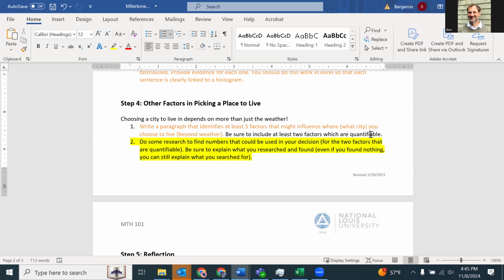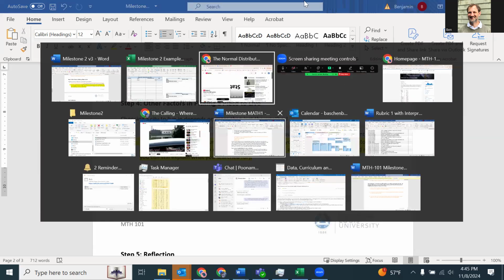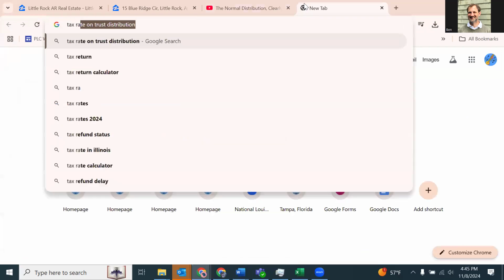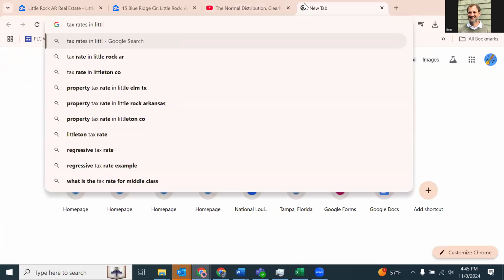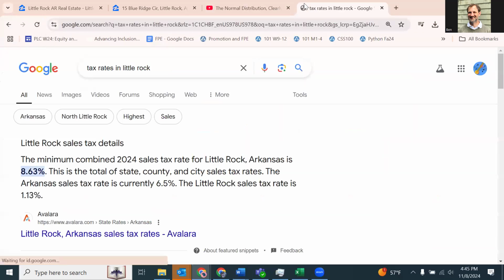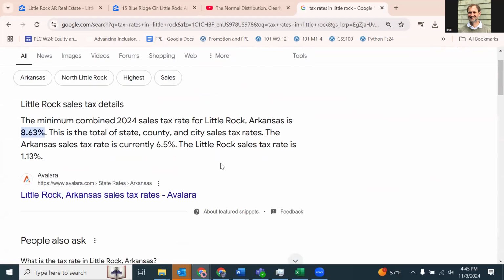And then that's where this comes up for the factors that are quantifiable. So if I say, one of the things I care about is taxes and what my tax rates are, then that's what you're going to be researching. So you would say, okay, I picked Little Rock, so I'm going to go look up tax rates in Little Rock. And maybe we're talking about income tax or sales tax, or there's lots of different types of taxes. So that's part of what I would be finding.